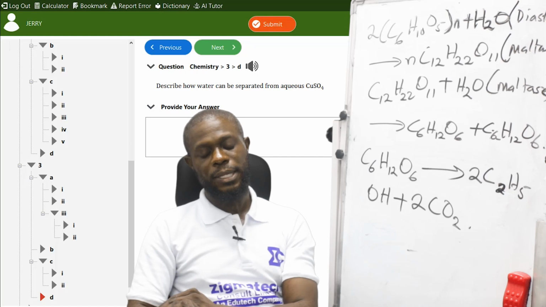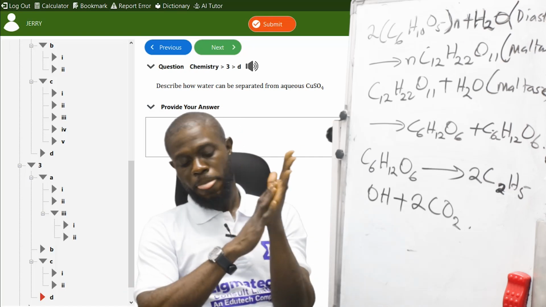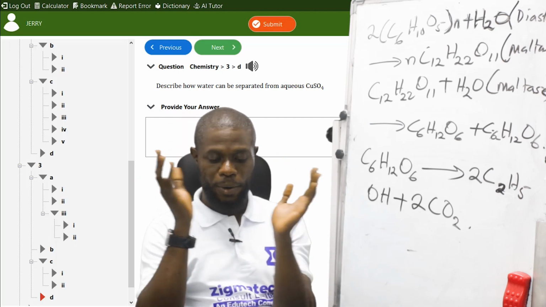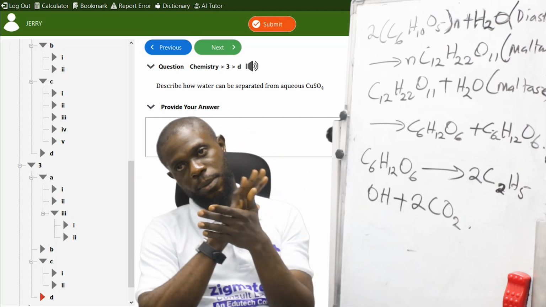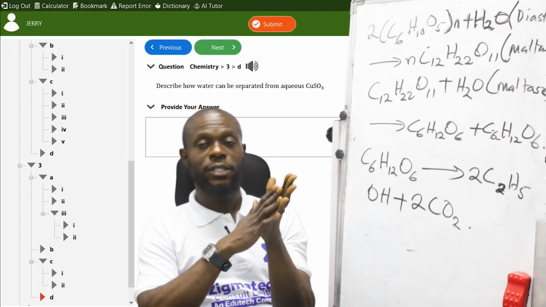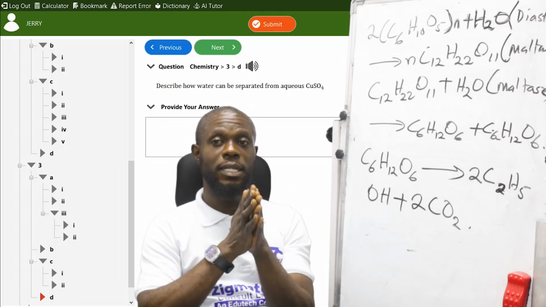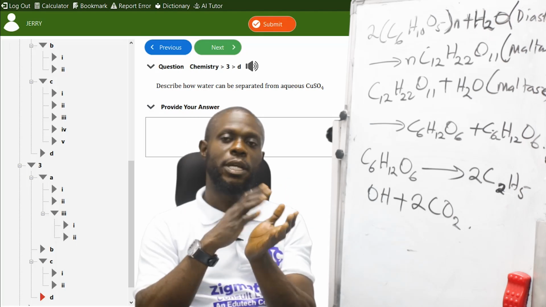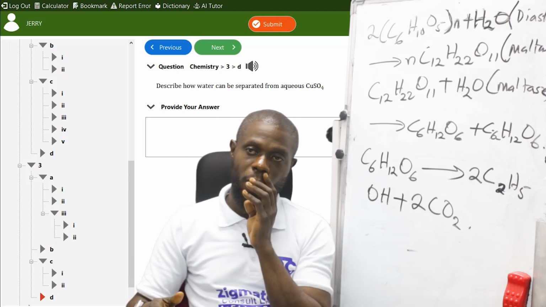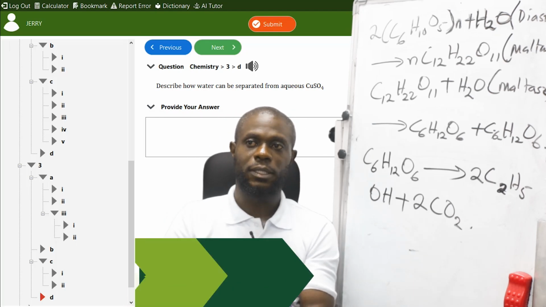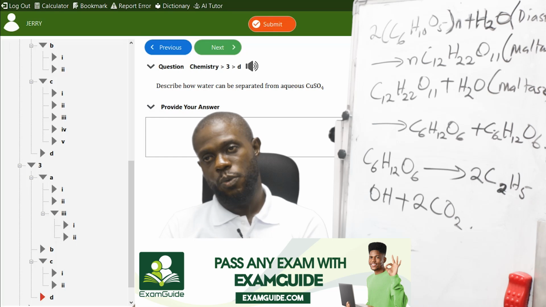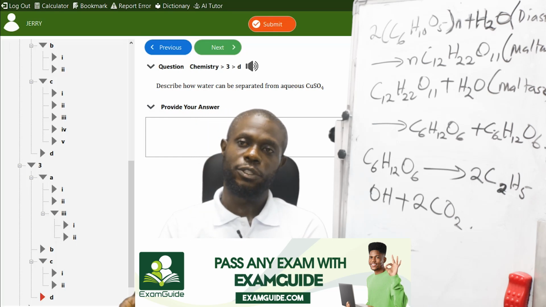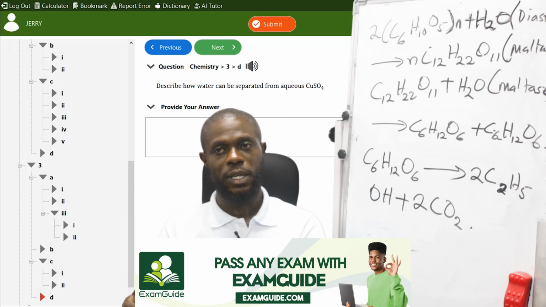The flask is connected to a condenser and the solution is heated. When the solution is heated, the water evaporates and changes to liquid in the condenser. Now, a condenser is a device that converts vapor to liquid. Converts vapor to what? Liquid. That process is called condensation.